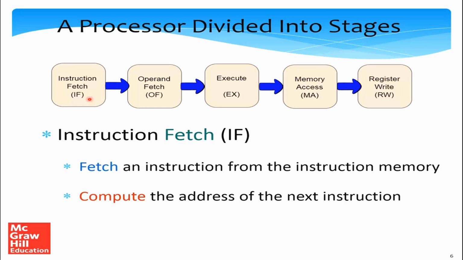In the EX stage, EX standing for execute, we shall execute the instruction, run it. The fourth stage will be a memory access stage, where we will access memory and perform a load or store. Finally, the fifth stage will be called the register write stage, where the results of the instruction will be written back to the register file. So these are the 5 stages: IF for instruction fetch, OF for operand fetch, EX for execute, MA for memory access, and RW for register write. It's also known as the write-back stage, the last stage.